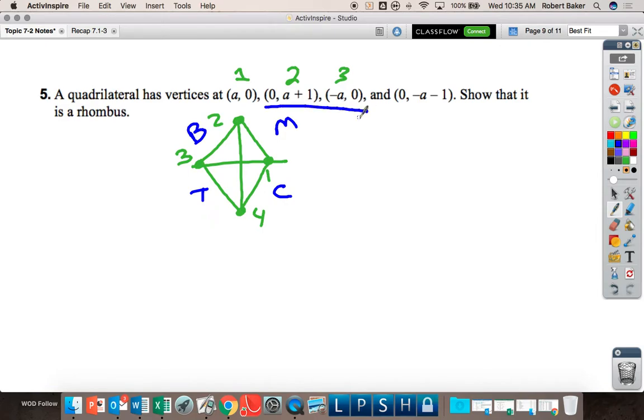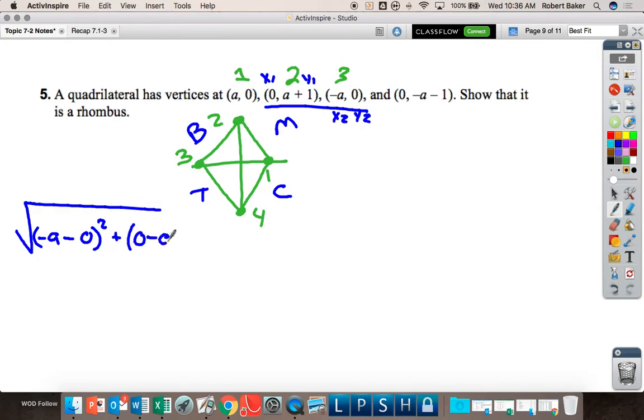So can we look for the slope, or do we have to do distance? It has to be distance. I have to label my points. x2 minus x1 squared plus y2 minus y1 squared. That's nasty.